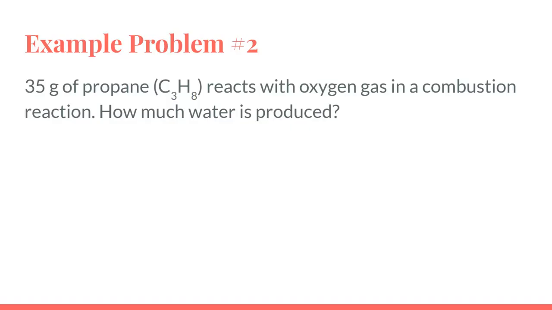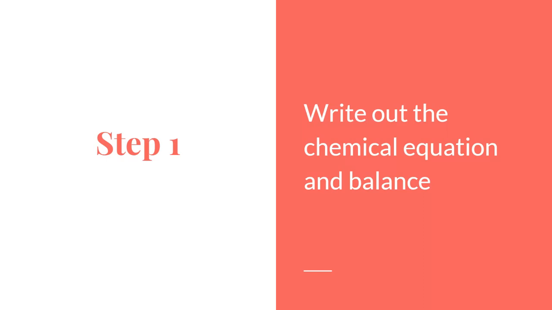So the second problem states 35 grams of propane, and you don't know what propane is yet. When we get to organic chemistry, you will, but right now you don't, which is why I gave you the formula, reacts with oxygen gas in a combustion reaction. How much water is produced? Now the first step is to write out the chemical equation and balance it. So please pause the video, try to write out the chemical equation, predict the products, and then balance. Hit play when you are done.